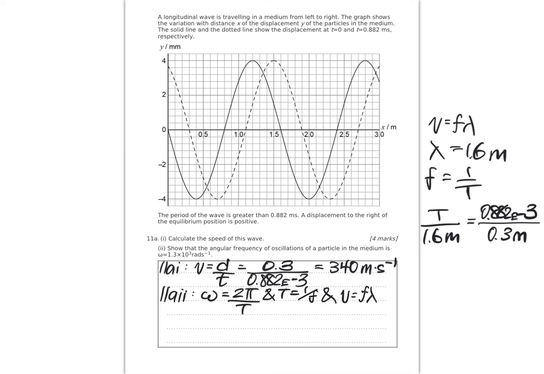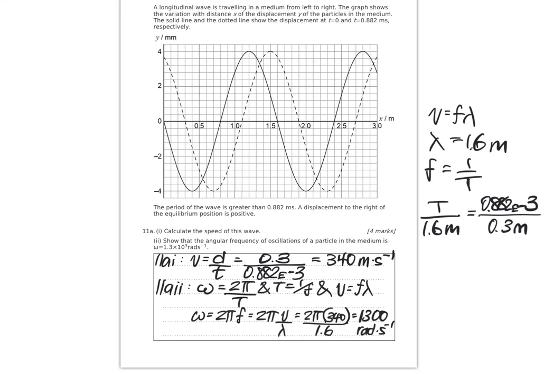So throwing this all together, we have that the angular frequency is 2 pi times the speed over the wavelength. The speed we just found in 11ai. The wavelength I mentioned before, but I'll show you again. One cycle right there is 1.6 meters. And so we wind up with an omega of 1300 radians per second, as predicted by the problem.